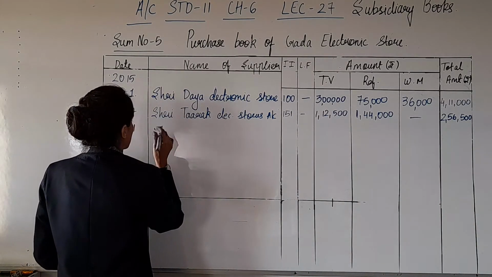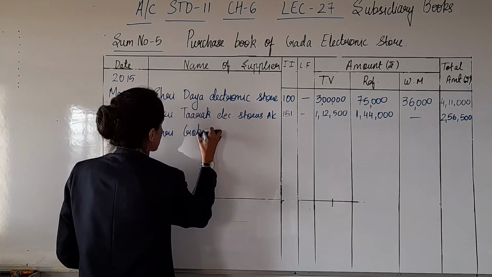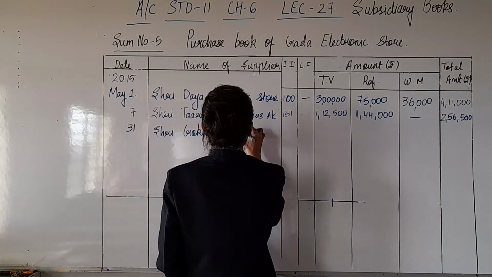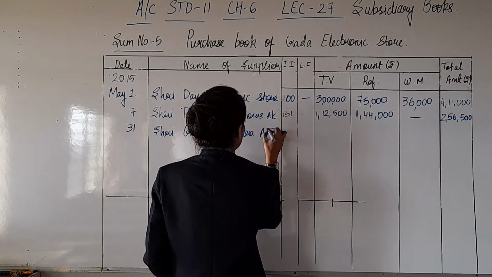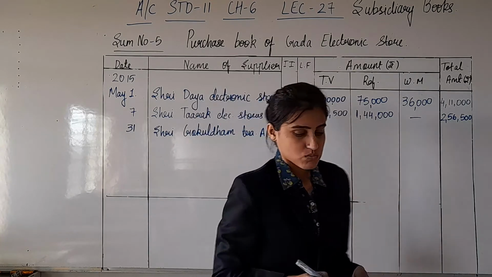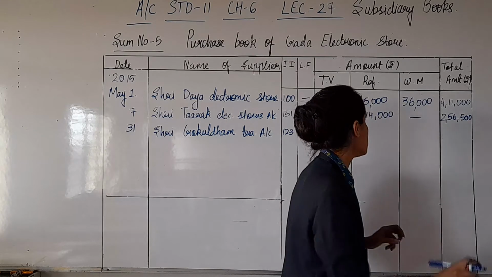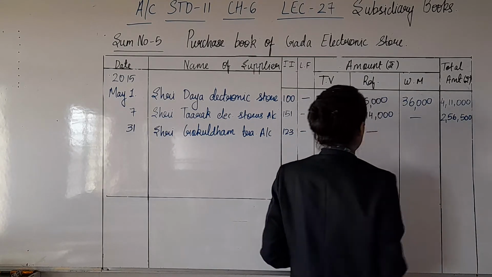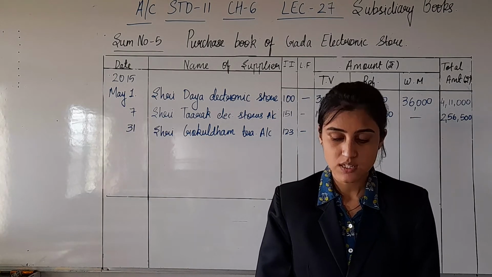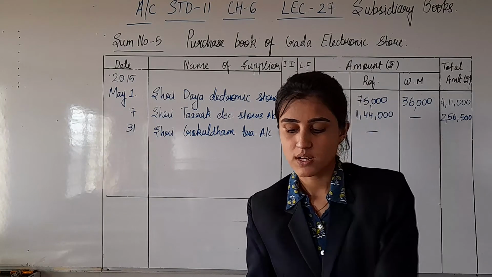Sri Gokuldham Traders, bill number 123, amount. Firstly, we have purchased TV and washing machine, so let us put a dash over here. Talking about TV, 5 pieces at 30,000. So firstly, 5 into 30,000 gives you 1,50,000.